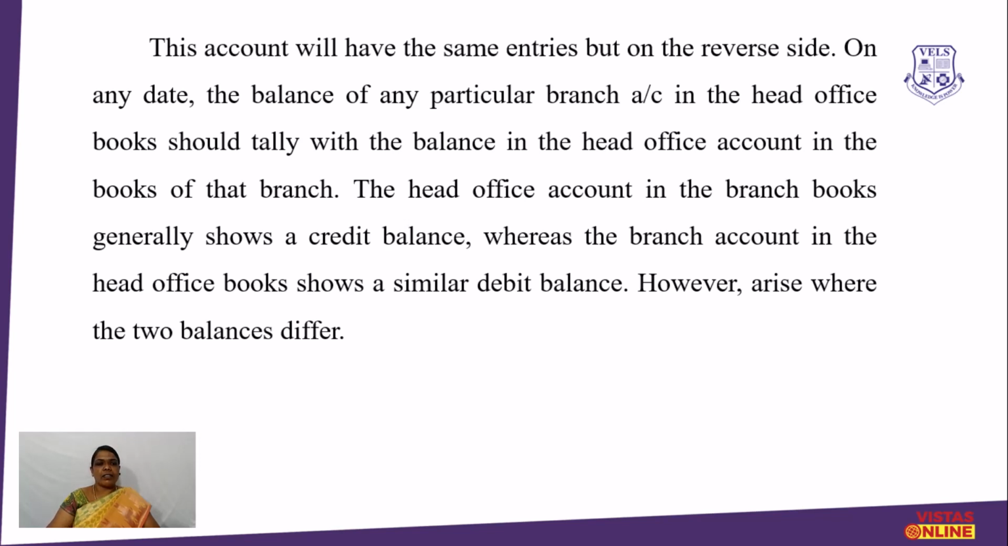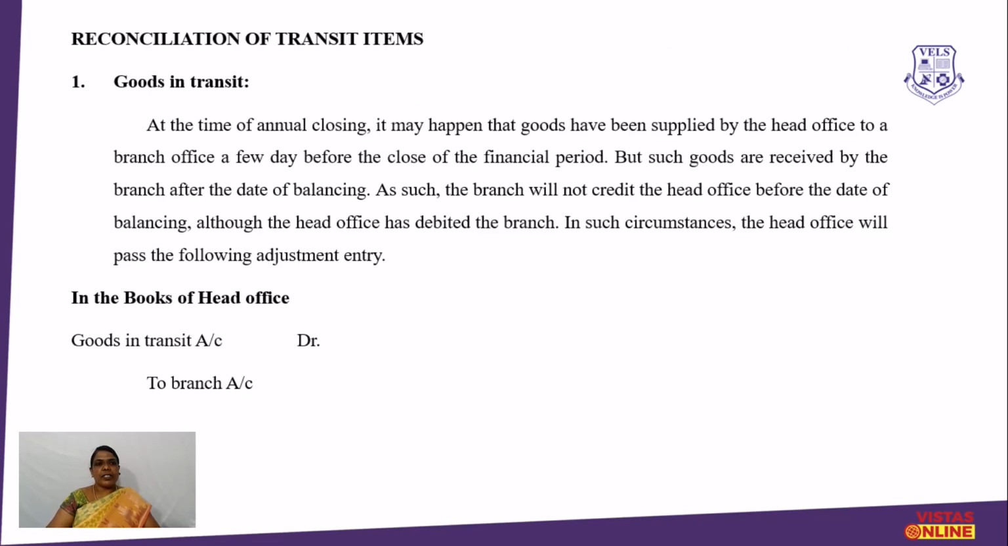However, it arises where the two balances differ. Now we can see the reconciliation of transit items. First we can see the goods in transit. At the time of annual closing, it may happen that goods have been supplied by the head office to the branch a few days before the close of the financial period. This normally happens for all companies. But such goods are received by the branch after the date of balancing.